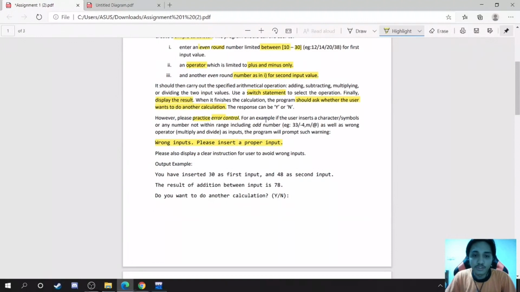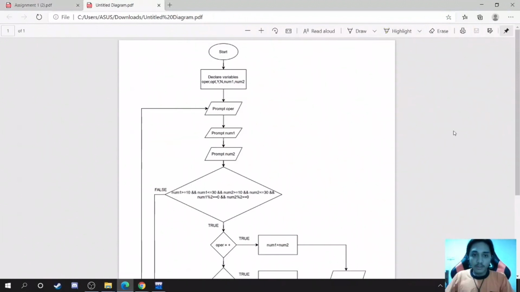So if the user inputs something wrong, it will show "wrong input, please insert a proper input", and the output example must be something like this. And now I will explain the flowchart for question number 1.